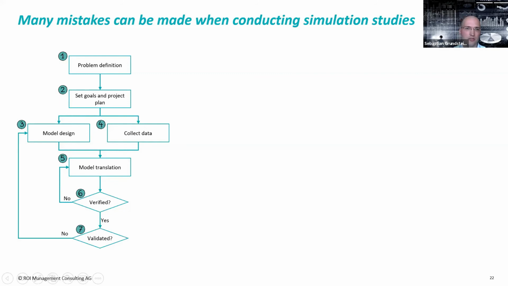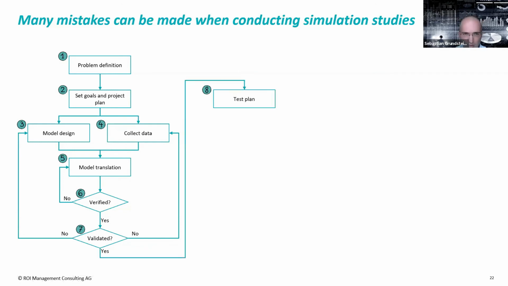If it's not validated, you either have to go back to the model design and change the model, or maybe you have picked the wrong past data or didn't prepare the data right. So maybe you have to collect more data. Once validation is possible, you do a test plan. That means how many simulation runs are required and which period of time do you want to examine. You execute the simulation run and analysis.